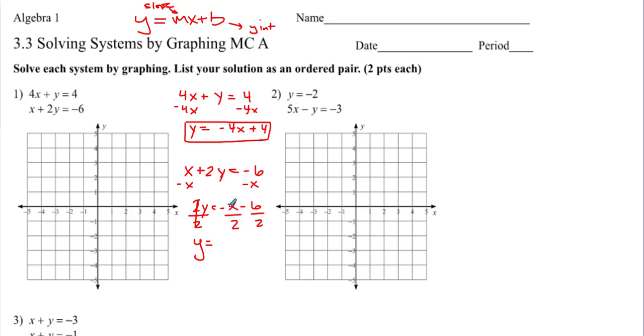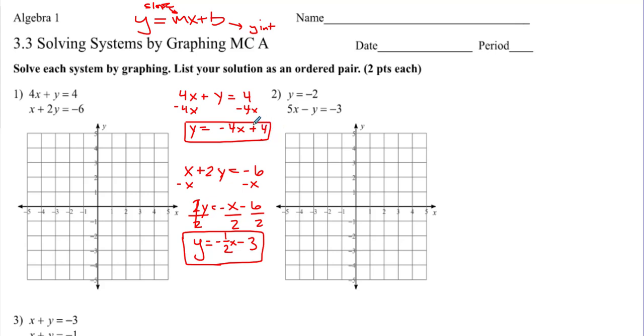Remember, I have a negative 1 in front of this x. If you don't see that number, then it's a 1. So what's negative 1 over 2? That's just negative 1 over 2. The negative 6 over 2, negative 6 divided by 2 is negative 3. Okay, oh, don't forget, we want that x right there. All right, boom, boxed it up. These are both now in slope-intercept form. All I've got to do is graph these.